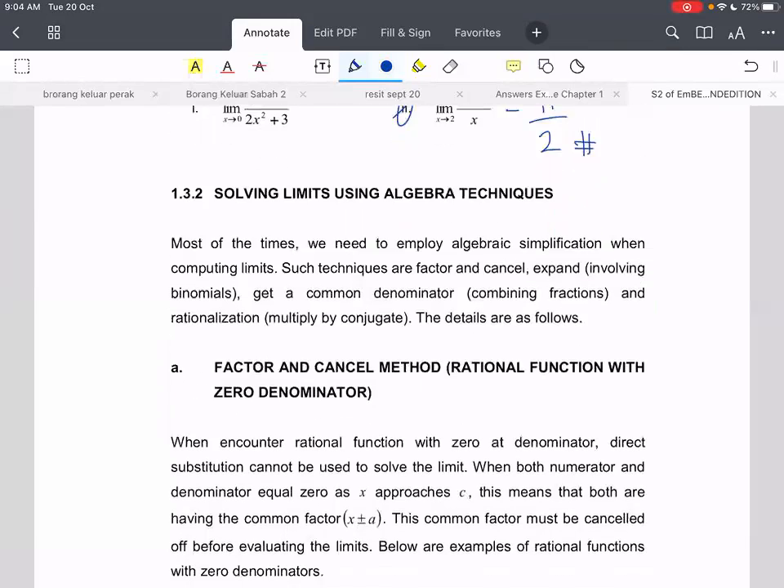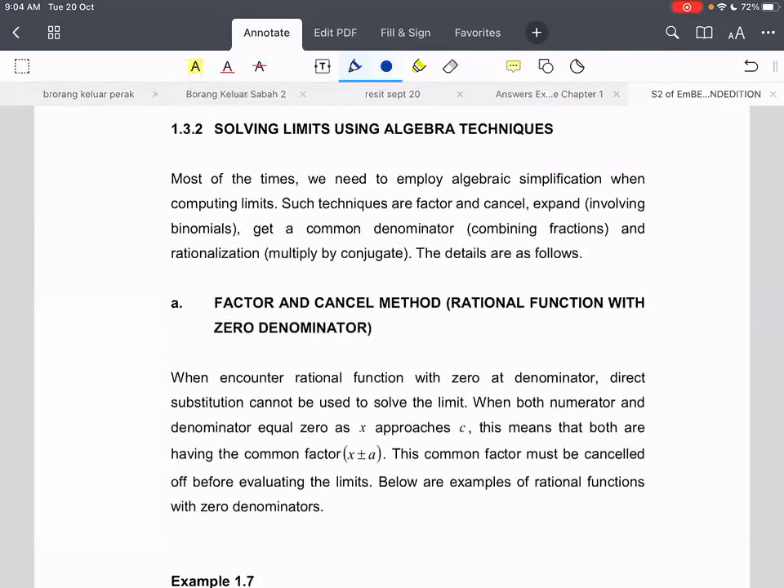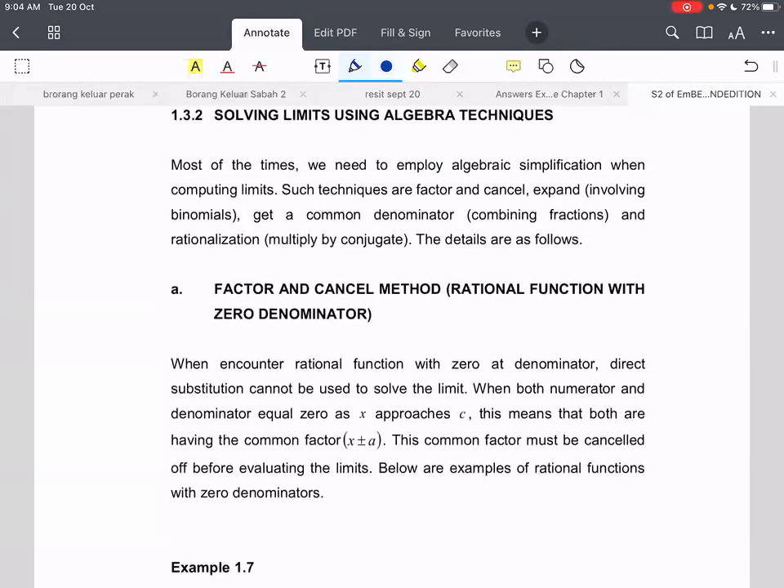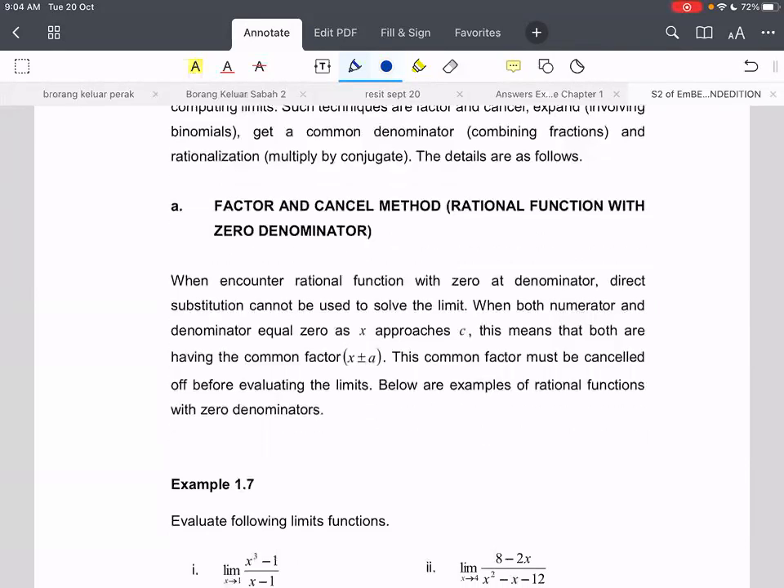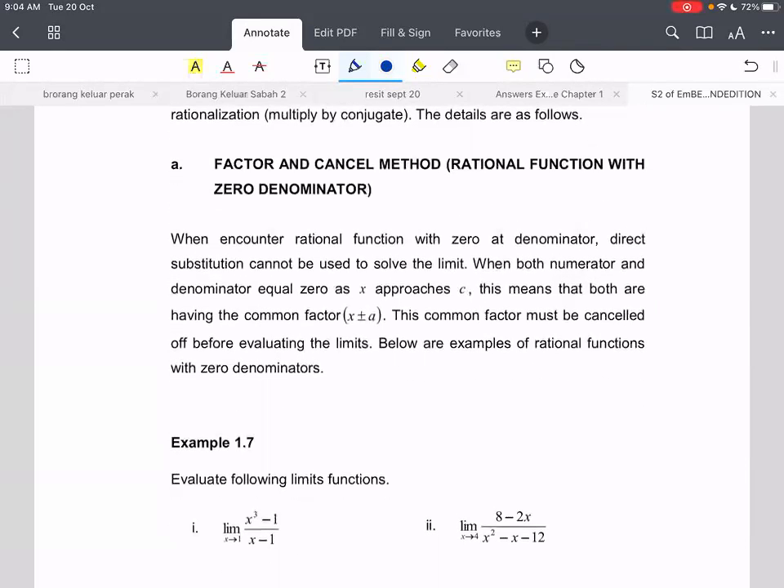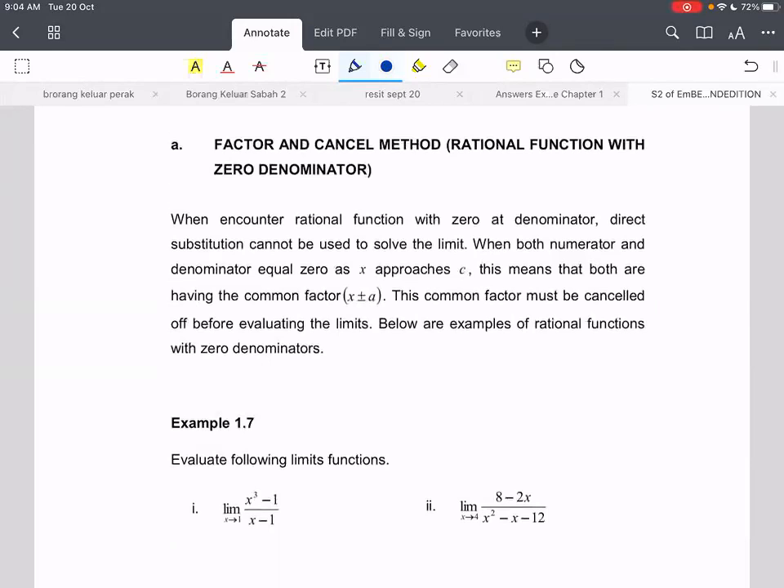Now we move to solving limits using algebra techniques. This is the fun one because we cover lots of algebra techniques here. Just now, it was very simple. Even though you find rational functions, we can still solve it because the denominator, in Malay we say penyebut, the penyebut still has a value.